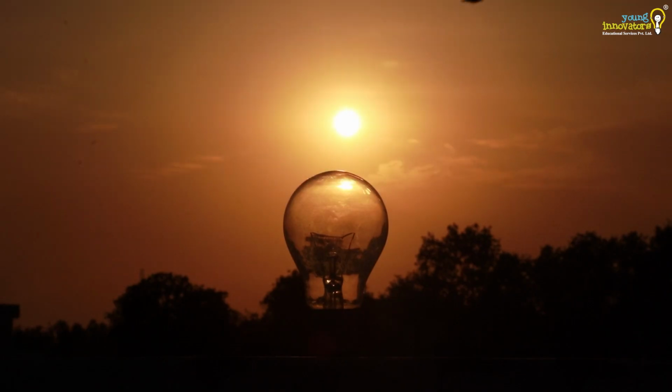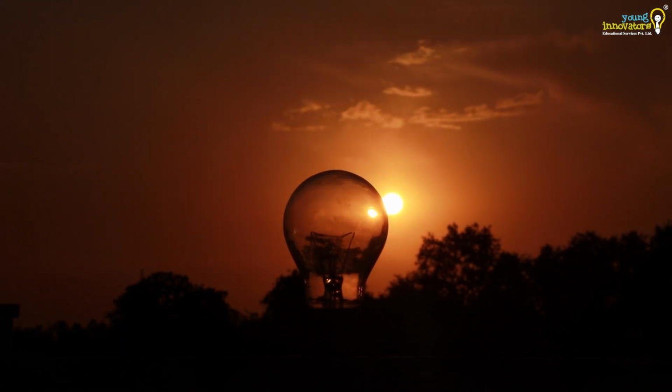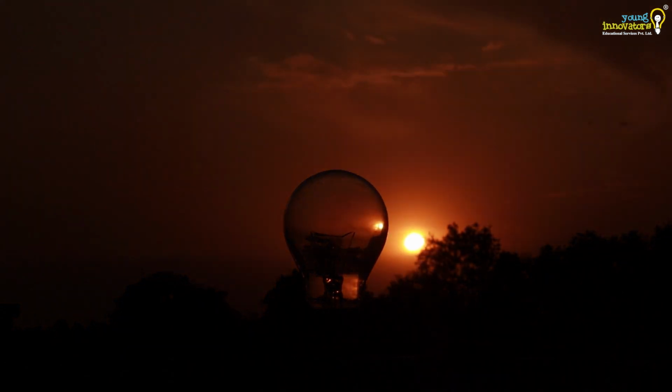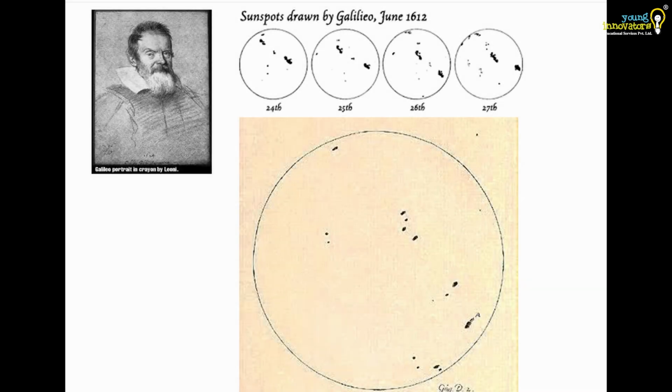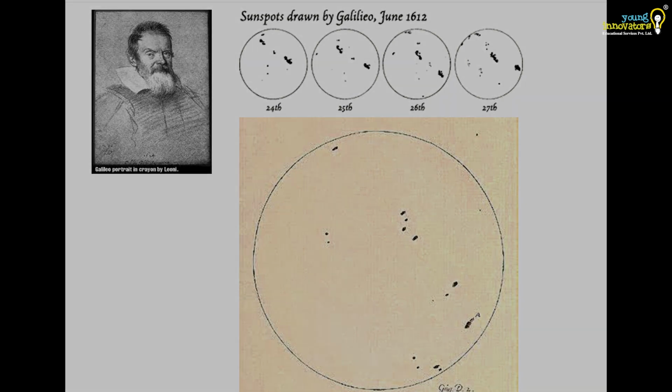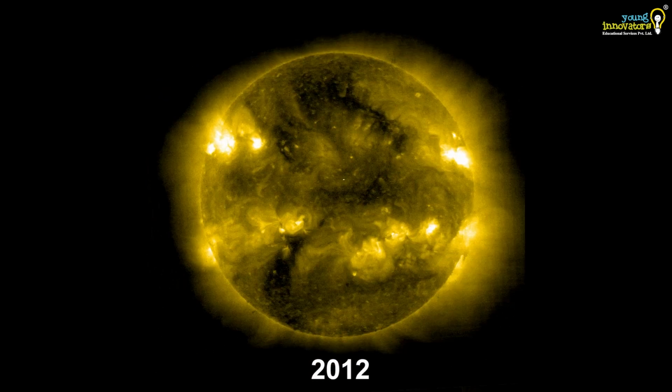In Galileo's time, many believed that the sun was a flawless, unchanging sphere. But these mysterious spots told a different story. So day after day, Galileo tracked their motion, and what he discovered was groundbreaking. The sun actually rotates. But here's where it gets interesting.